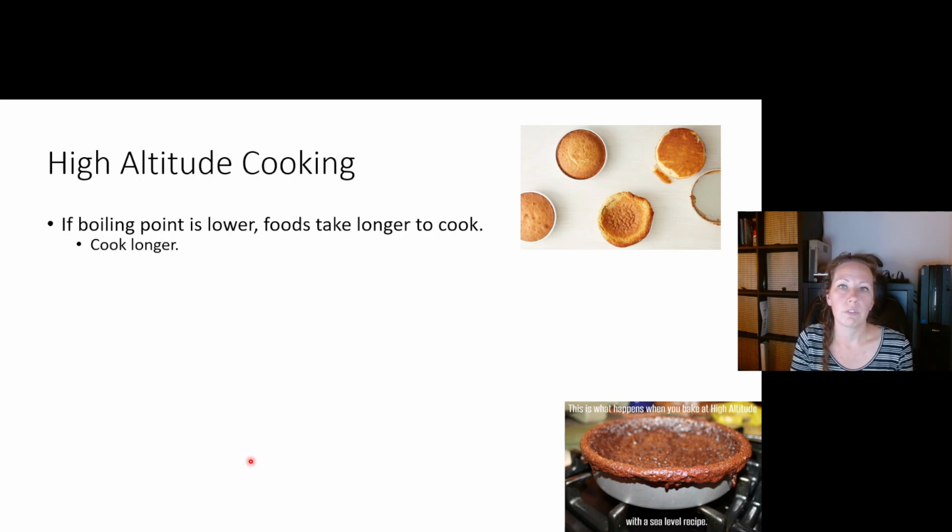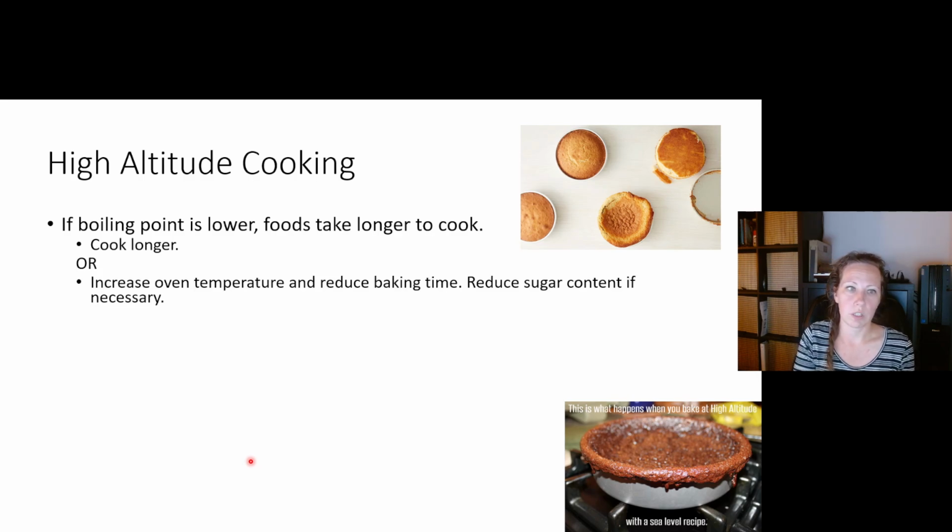So you have some options. You can cook the food for longer, or you can increase the oven temperature and reduce the baking time. So those are two options for baking. Okay. You may need to reduce the sugar content when you do that, because increasing the oven temperature is going to cause more of a charring effect if you have higher sugar, because the sugar can get above boiling, right?